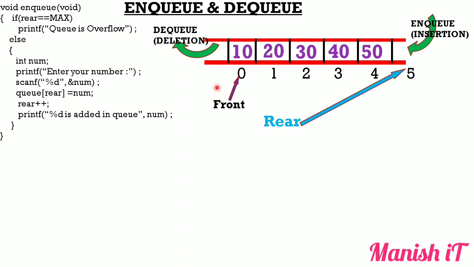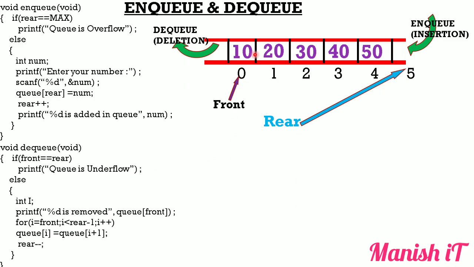So this is the insertion process of a queue, and now we will see the deletion process, how to dequeue. Deletion is nothing but dequeue, so it also has no return type and no parameter. Once again we have to check our condition, if front is equal to rear. In this case, front is 0 and rear is 5. If rear is pointing to 0, it means it is underflow.